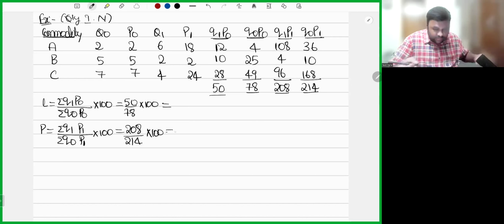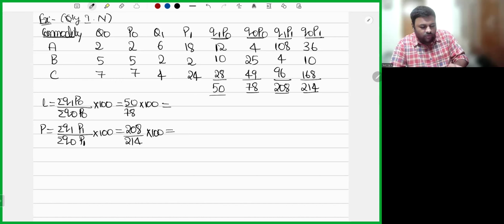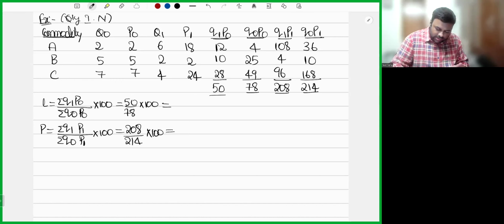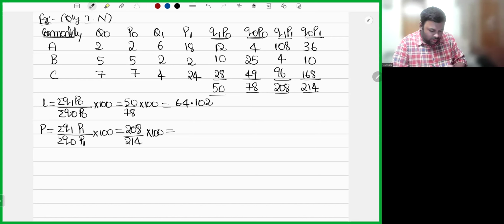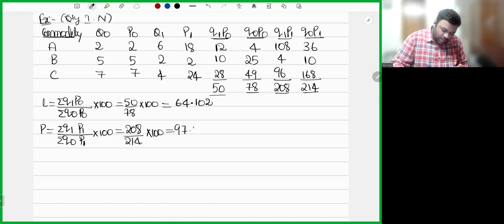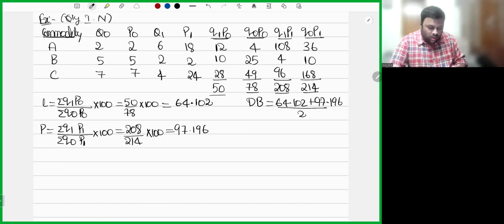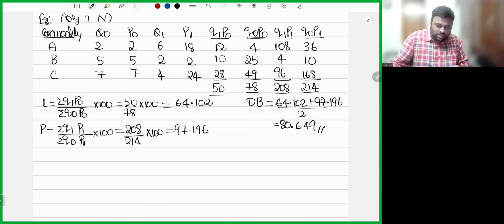Let's get the values. Now 50 divided by 78 into 100. It is 64.102. 208 divided by 214 into 100. It is 97.196. So Dorbish-Bowley: 64.102 plus 97.196 whole divided by 2. So let's get it. It is 80.649. So this is Dorbish-Bowley.